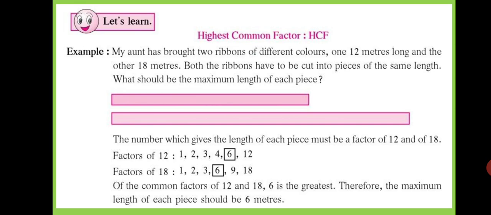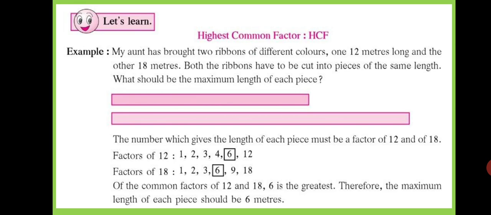Of the common factors of 12 and 18, 6 is the greatest. Therefore, the maximum length of each piece should be 6 meters. So, dear students, whenever you have to find HCF, first you will have to find the factors of the given numbers, which you have already learned how to find out in the previous practice set 23. So same way, you're going to first find factors, then you're going to find the common factors, and of the common factors, the greatest one is your HCF, that is the highest common factor, as the name goes.